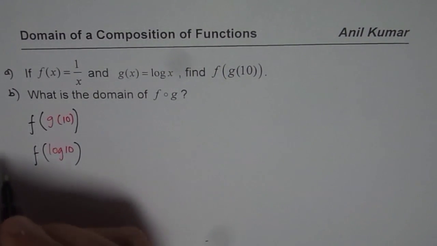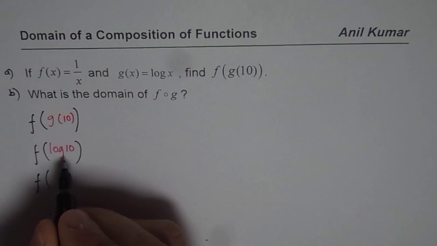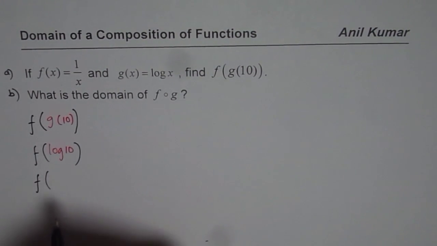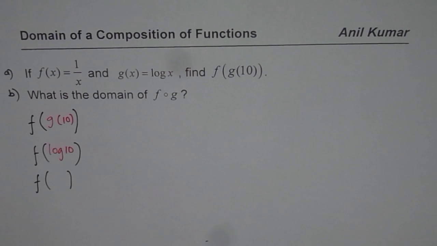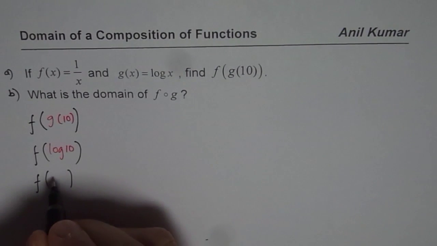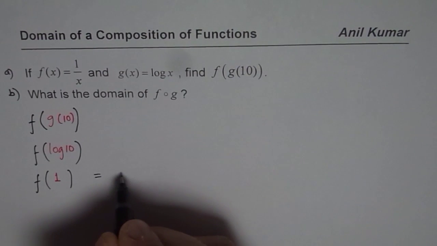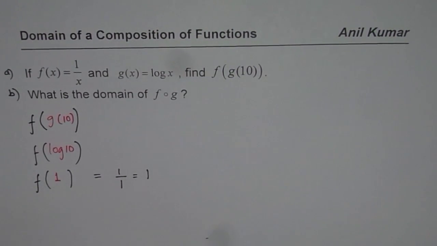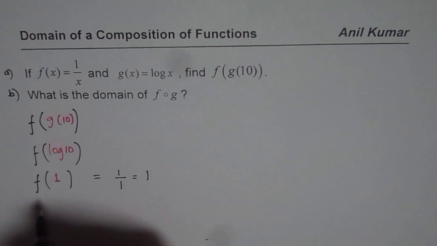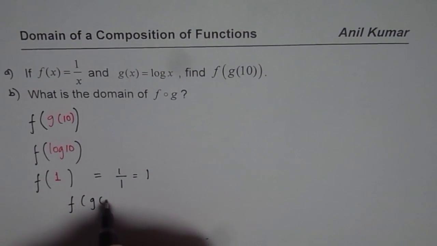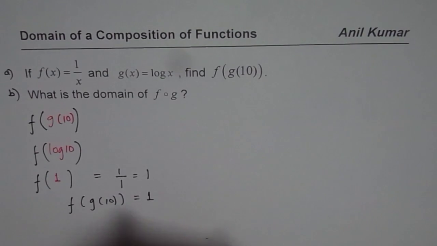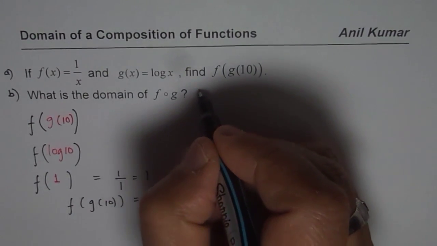Now what is log of 10? Base 10 of 10 will give us a value of 1, because if the base is the same, it is always 1, correct? So we have f of 1. Now we can find f of 1 using this equation, f of x is equal to 1 over x. So f of 1 is equal to 1 over 1, which is 1. So our answer is f of g of 10 is equal to 1. So that is part A.